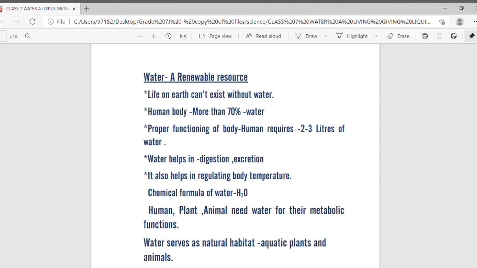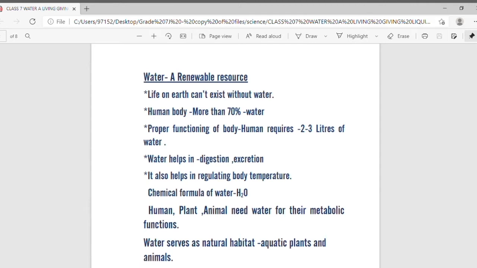Now let's learn various other functions of water. Water helps for metabolic function in human, plant and animal. What are the metabolic functions? For example, burning of energy, breaking down of fat, breaking down of glucose. These are all metabolic functions which are very important. So you should know which is the animal which has highest metabolic rate. You will find out later. Do watch the entire video. Okay, metabolic functions are very important.